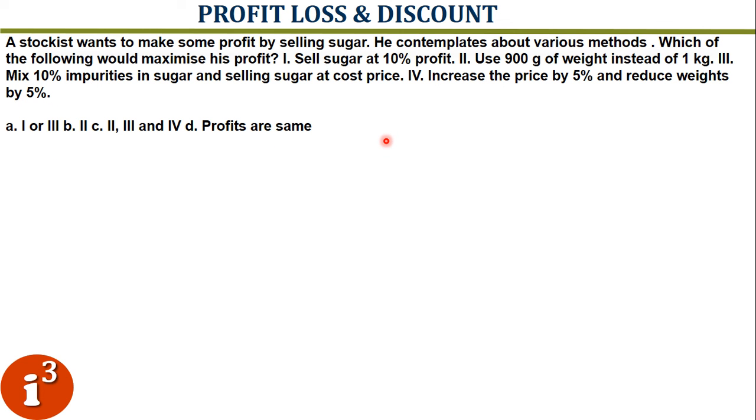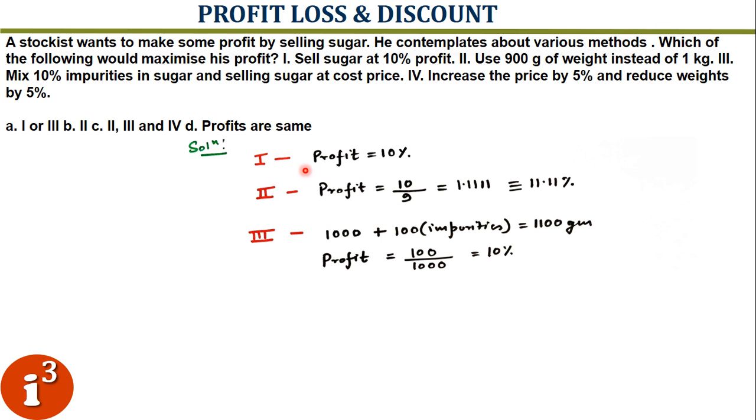So the 1, 2, 3 methods are very easy. For the first, profit is 10%. Sell sugar at 10% profit means the profit percentage is directly given. In the second, use 900 gram instead of 1 kg means 1000 by 900. So this is 10 by 9, that is 1.11, which is 11.11%. So in the second method he makes a profit of 11.11%.